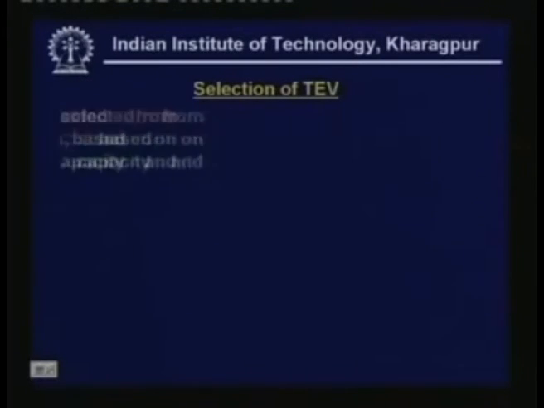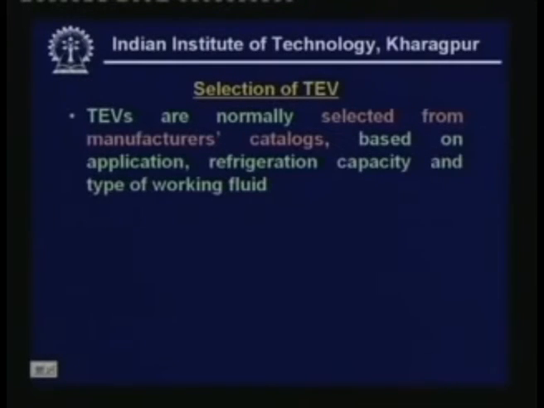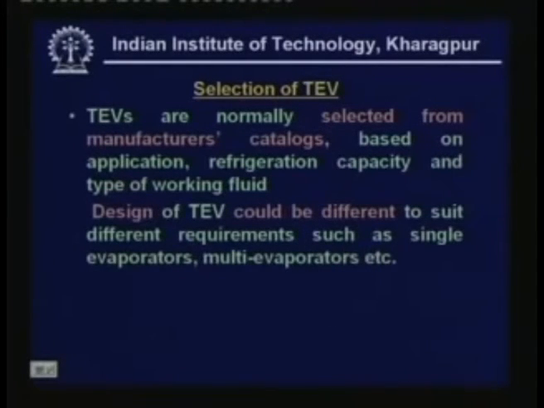Now let us look at selection of thermostatic expansion valve. Thermostatic expansion valves are normally selected from manufacturers' catalogs based on application, refrigeration capacity and type of working fluid. Okay, so manufacturers give catalogs to suit various applications and various loads, etc. And the design of thermostatic expansion valve could be different to suit different requirements such as single evaporators, multi evaporators, etc.